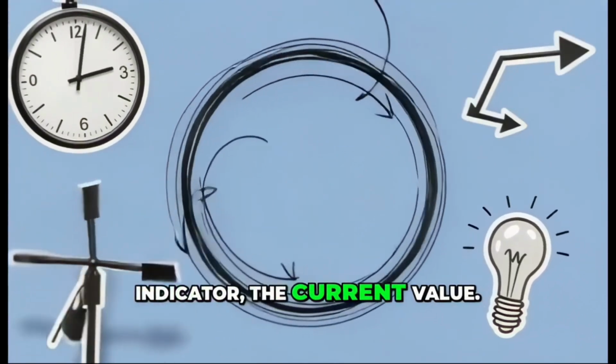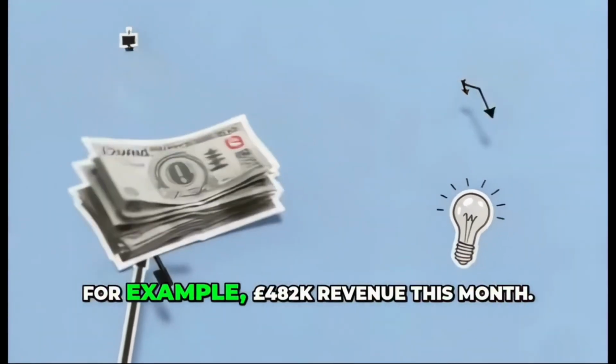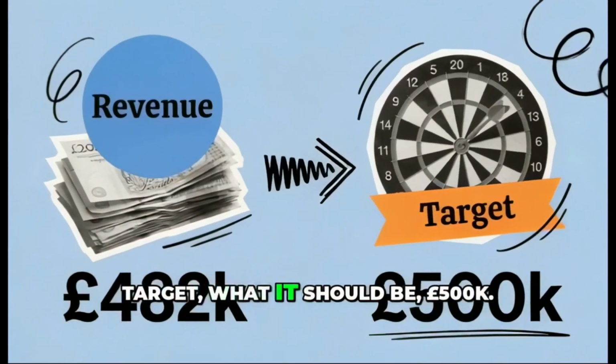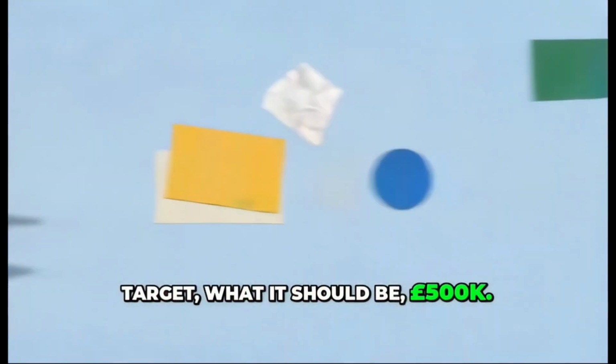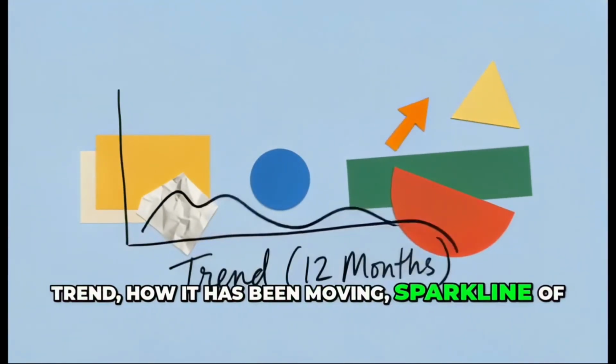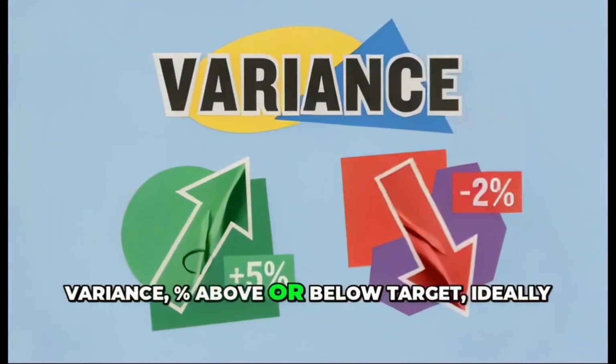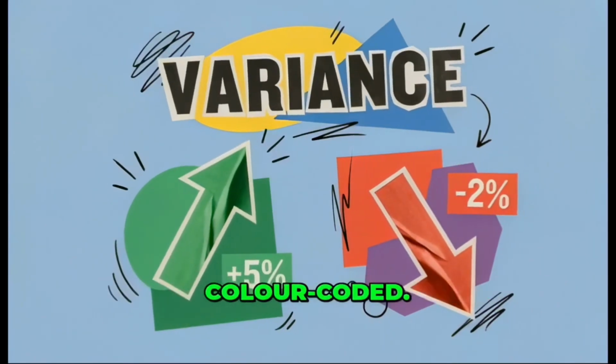Indicator: the current value, for example, £482K revenue this month. Target: what it should be, £500K. Trend: how it has been moving, a sparkline of the last 12 months. Variance: percent above or below target, ideally color-coded.